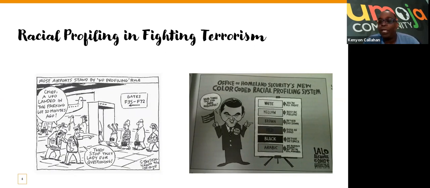White, you're all right. Yellow, must be mellow. Brown, better stay down. Red, good as dead. Black, better get back. Arabic, most not actually a color, but you're still screwed.